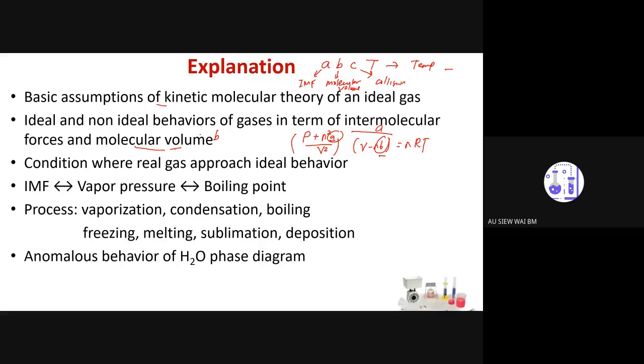And satu juga, kalau dia kata basic assumption of the kinetic molecular theory of an ideal gas, this one akan sama dengan characteristic untuk ideal gas. Kalau dia kata state the characteristic of the ideal gas, so dia sama juga. Faham tak? Basic assumption of the kinetic molecular theory of an ideal gas, jawapan dia mesti sama dengan characteristic of an ideal gas. Sebab dua benda actually refer to the same things.